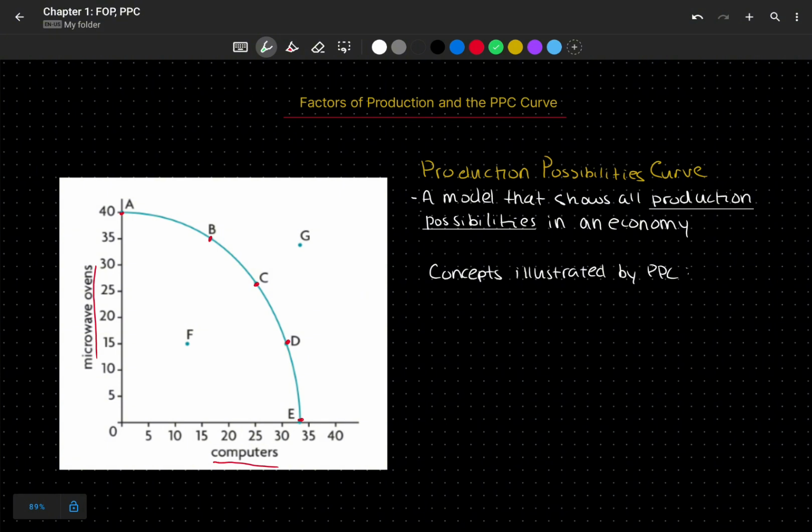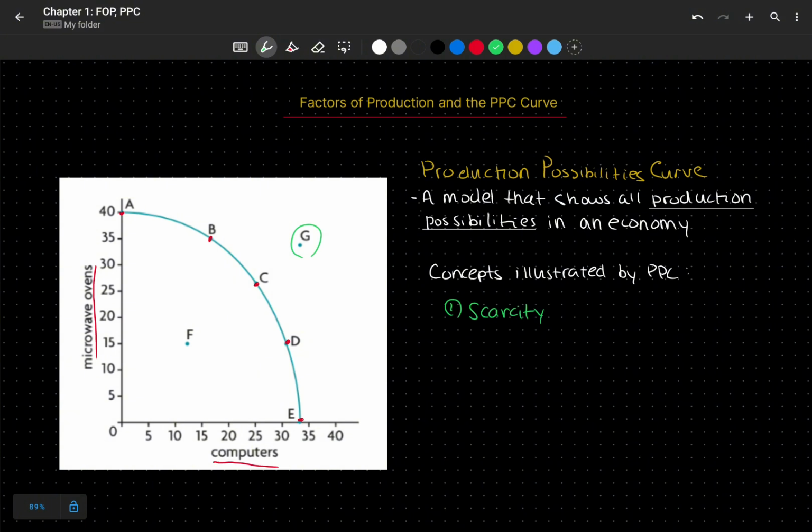So the first concept illustrated by the PPC is scarcity. Now scarcity refers to our finite resources, right? We cannot produce at point G, for example, because we simply don't have enough resources. Even if we are at maximum efficiency, it's going to be impossible.